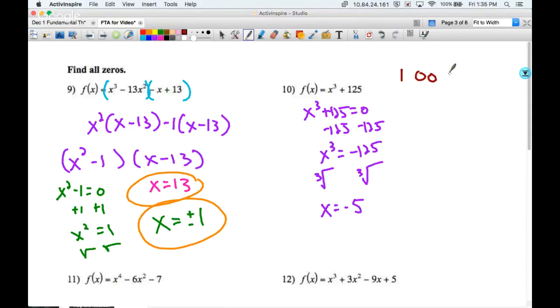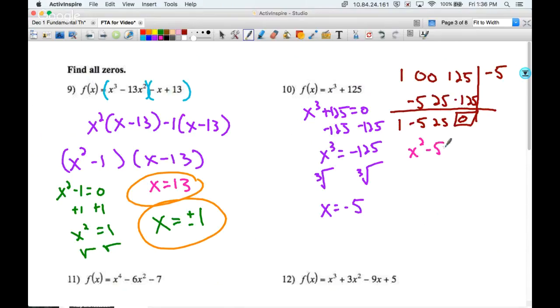1, 0, 0, 125. Put a negative 5 out here. Add, multiply, add, multiply, add, multiply, and I get this new quadratic. A remainder of 0, we knew it would be. I get the quadratic x squared minus 5x plus 25.